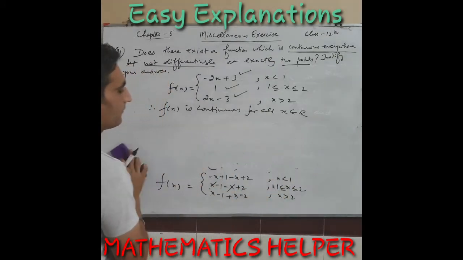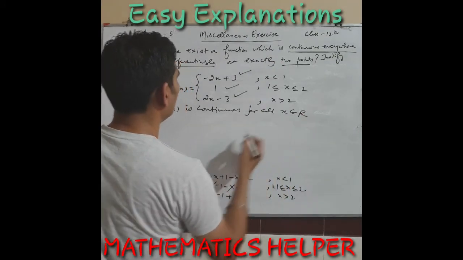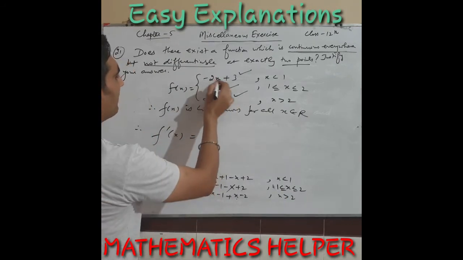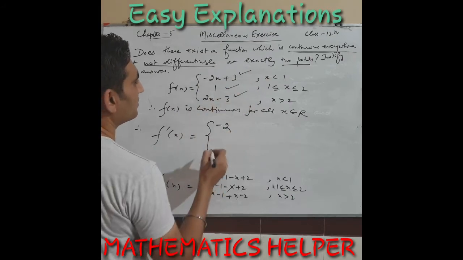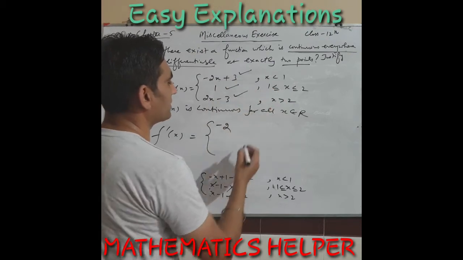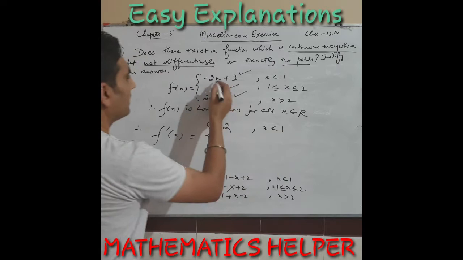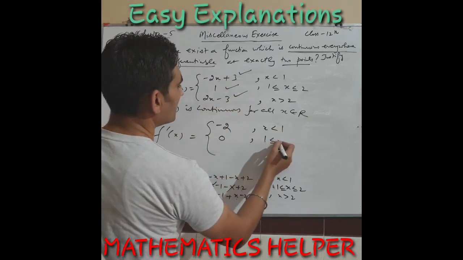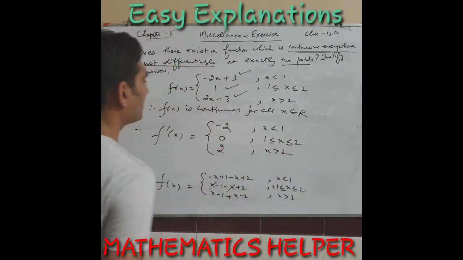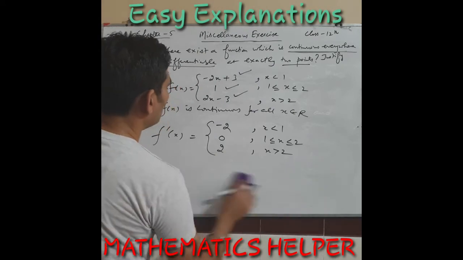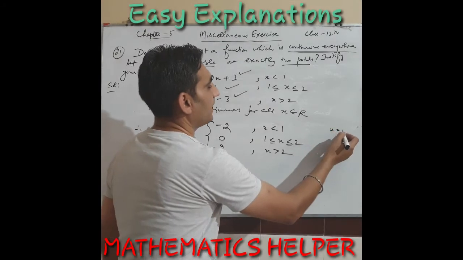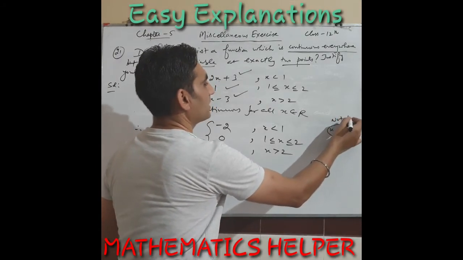Now we have to write its differentiability. So first of all, write f'(x), meaning the derivative of all the statements. The derivative of -2x + 3 is -2, and the derivative of x is 1, plus 3 means derivative is 0, so you are left with -2 for x less than 1. The derivative of 1 is 0 for this given statement, and it will be 2 for x greater than 2. Now we will prove it is not differentiable at the 2 points I marked, at 1 and 2.